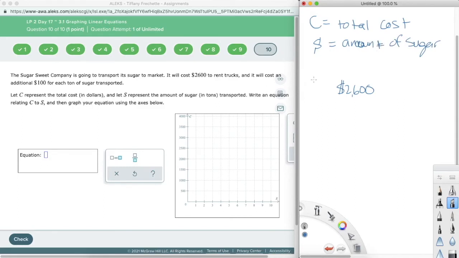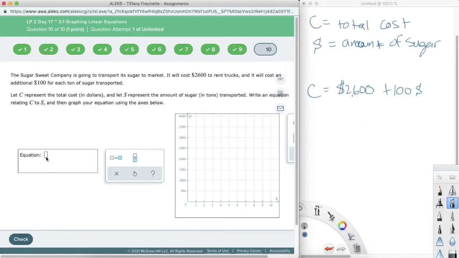So it's going to be C, the total cost, is going to equal, no matter what, I have to pay $2,600, plus my additional fee. And remember, it's $100 for each ton of sugar. So I need to make sure that that gets multiplied. So here's my equation. Very similar to the last one we just wrote. In fact, it's almost identical as far as the pattern there. I'm just updating the numbers.